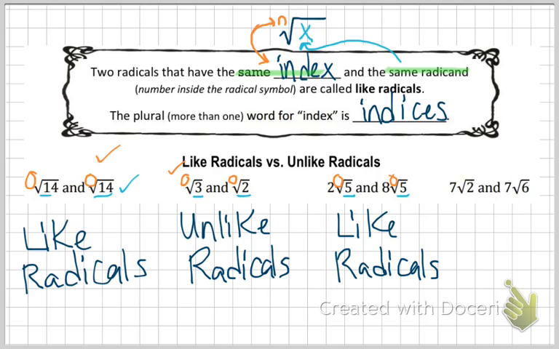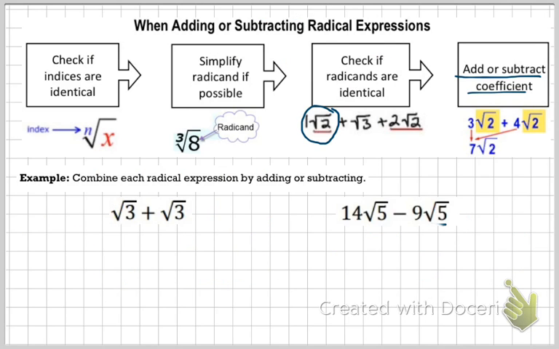This next problem, we have 7 square root of 2 and 7 square root of 6. Notice I said square root for both because they have the same index. But the radicands are different, so these are not like radicals, these are unlike radicals. So if I asked you to add them or subtract them, you wouldn't be able to. Your calculator can do it, but us algebraically by hand, we cannot. So we don't mess with those.